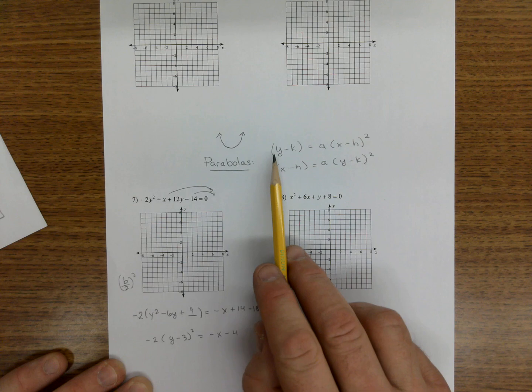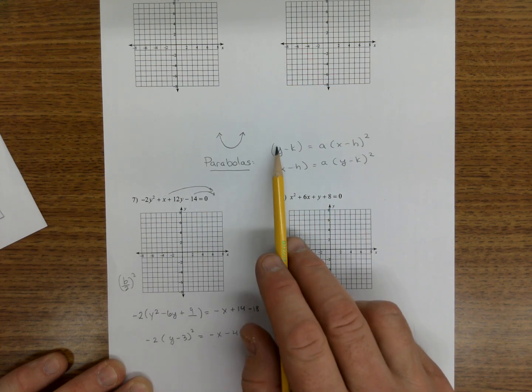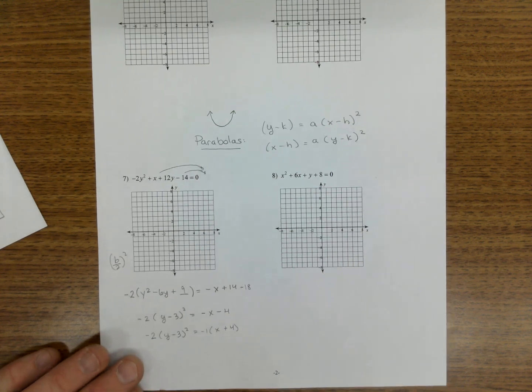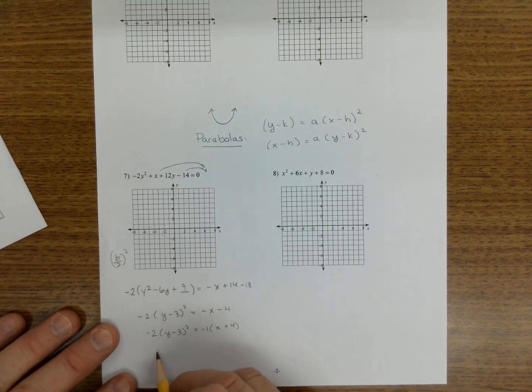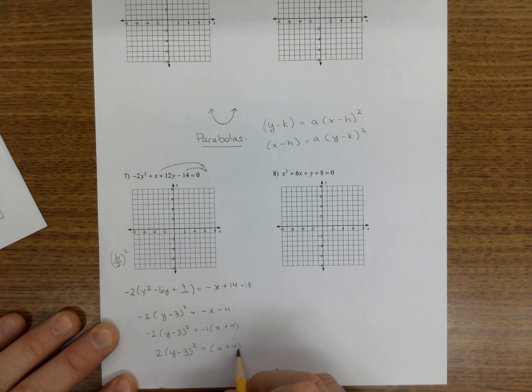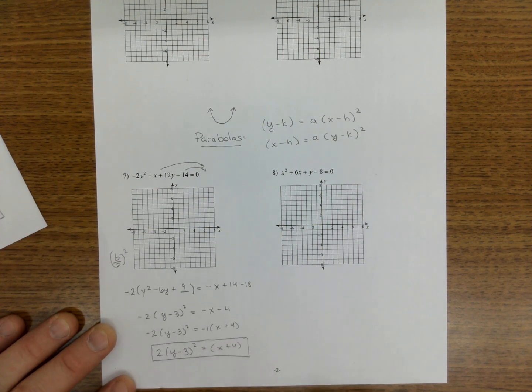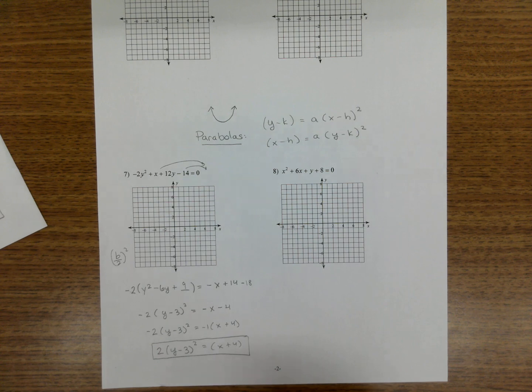But the formula says just an x or a y at the beginning. You can't have any coefficient out there, not even a negative. So if I factor out that negative, let's see here, that'd be a -1 times x plus 4. Divide that over there. Now I have a 2 with the y minus 3 being squared, and an x plus 4 over here. And this is the standard form that's going to be able to help me graph it. So let's do the vertex.